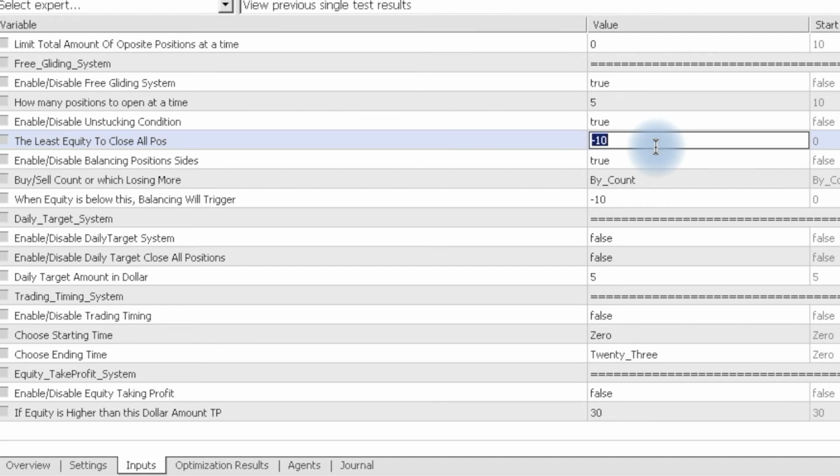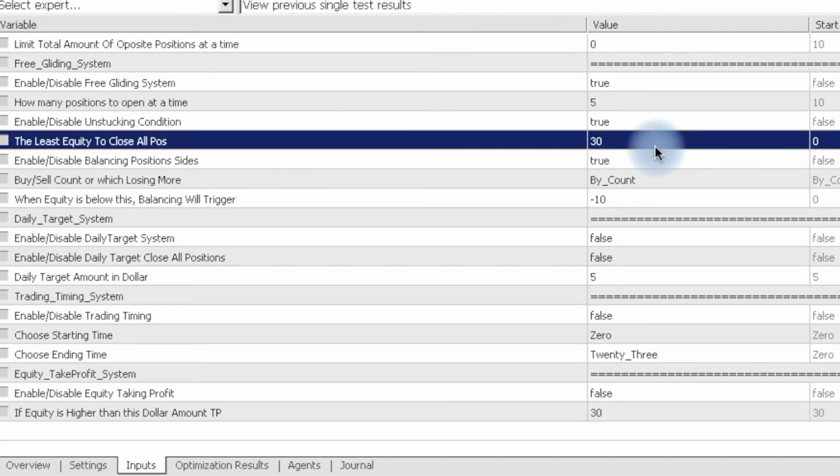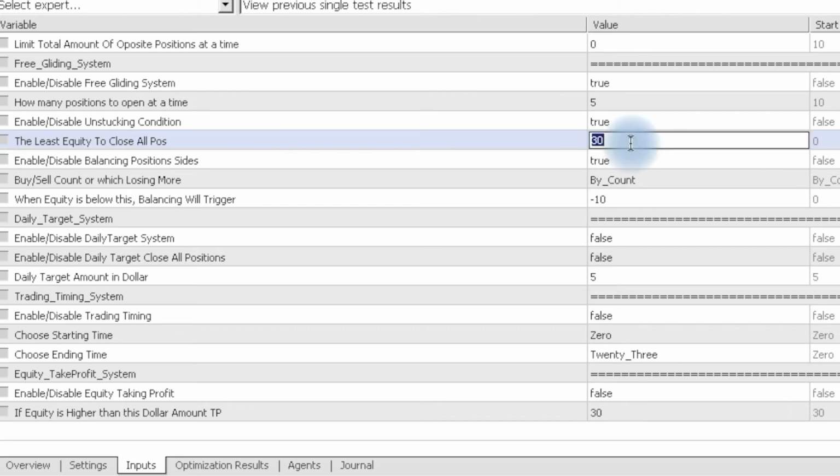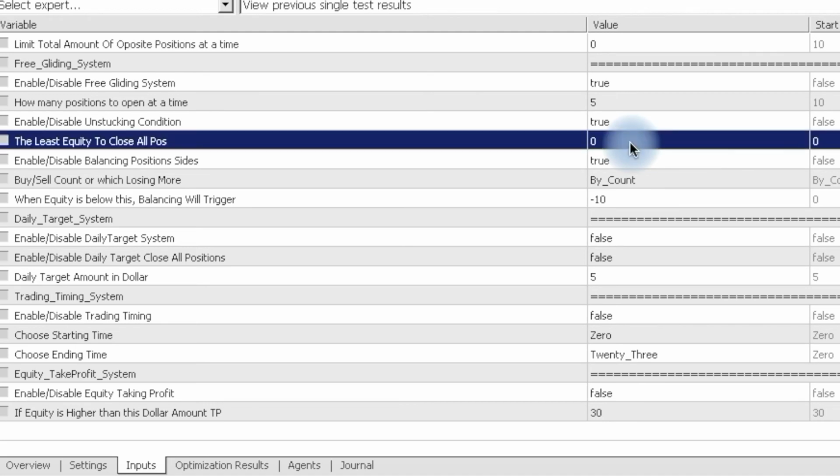Maybe I want it if I have 30. So if I have 5 positions, but my gain is actually above zero, so I'm gaining money, and it's over 30, then close all positions. So whichever works out better for you, but the safest one is above zero.